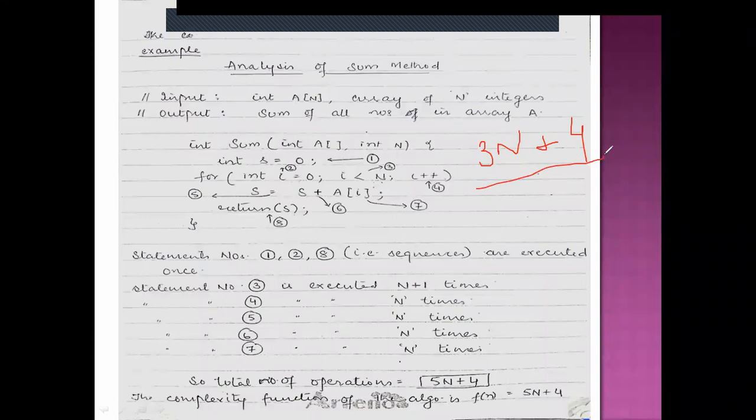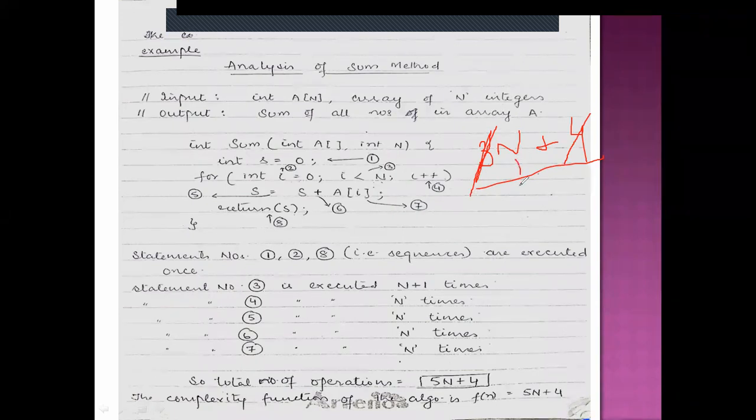Okay, but what I have told you: whenever you have to tell the time complexity, you don't have to tell me the exact number of operations. So this thing you don't need to take, because even if we add 4 to 3n, that doesn't make any difference. So there is no need to take this 4. Even the constant by which you are multiplying n is not significant. There is no need to take even this value.